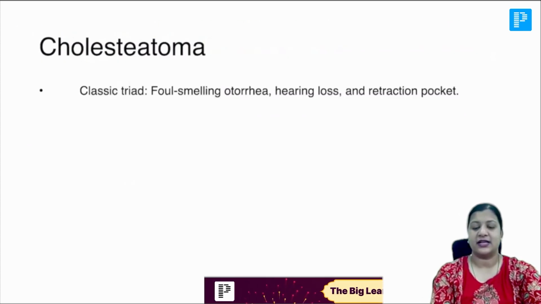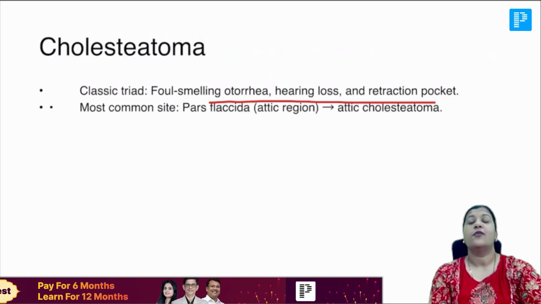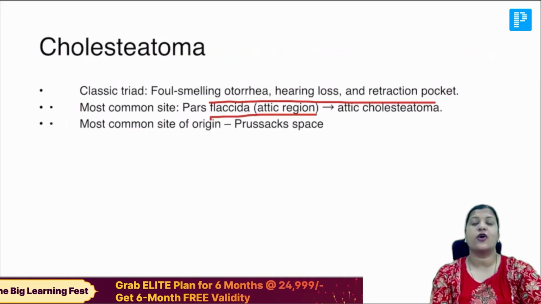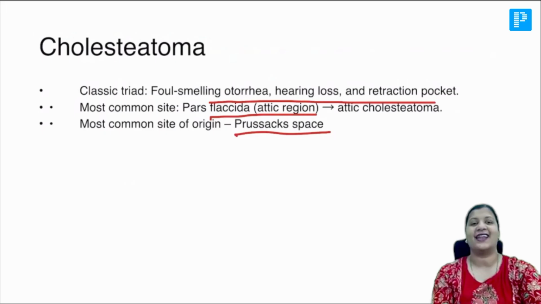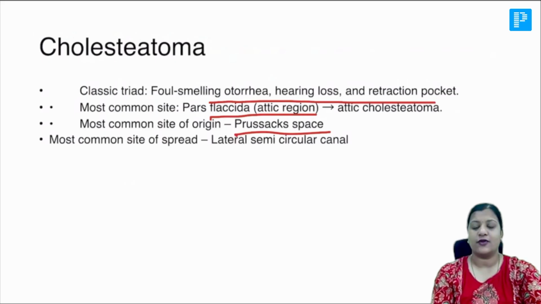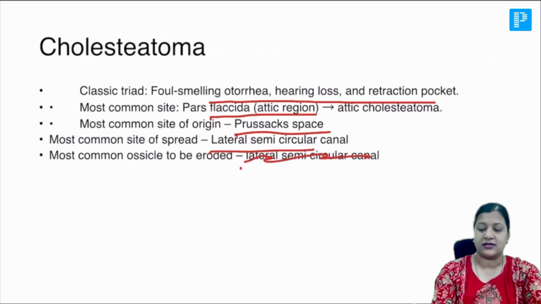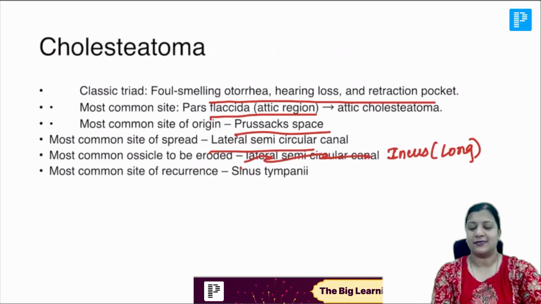So quickly, brief pointers on cholesteatoma. It will typically present to you with foul smelling ear discharge, hearing loss, and a retraction pocket. Most common site is the pars flaccida, or the attic cholesteatoma. Most common site of origin is the Prussak space, which is the space between pars flaccida and the neck of malleus. Most common site of spread is to the lateral semicircular canal. The most common ossicle to be involved is going to be your incus, long process of incus. And the most common site of recurrence is sinus tympani, which is the infrapyramidal space.